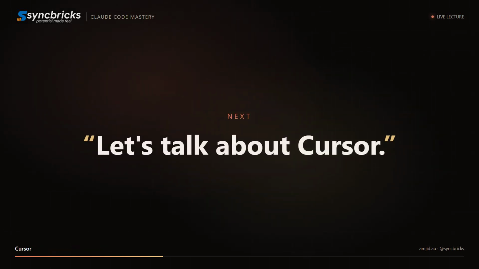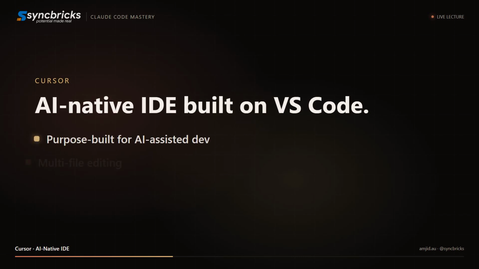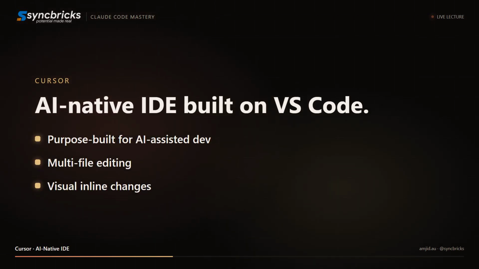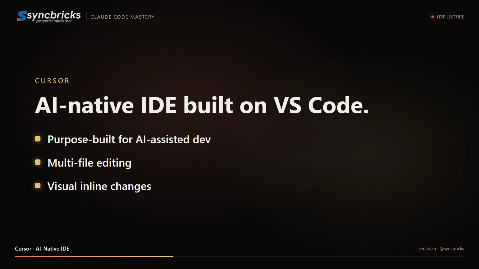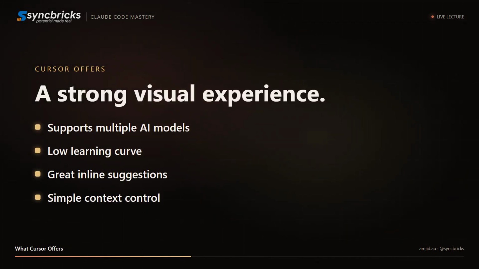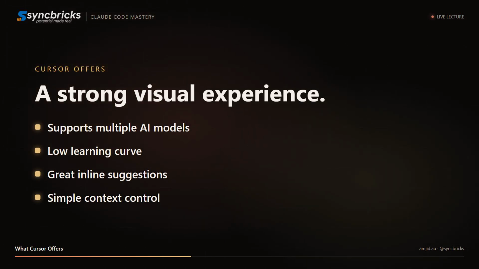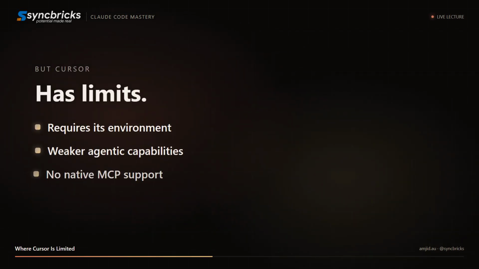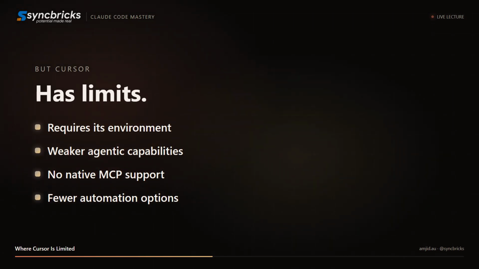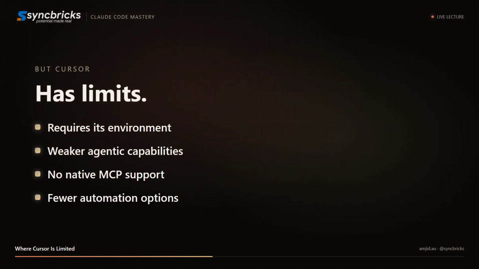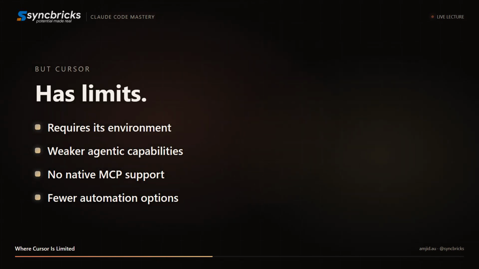Now let us talk about Cursor. Cursor is an AI-native development environment built on top of Visual Studio Code. It is designed specifically for AI-assisted development and includes features such as multi-file editing. Cursor offers a visual interface where you can see changes directly in your editor. It supports multiple AI models and has a relatively low learning curve. It also provides strong inline suggestions and simple context control. However, Cursor requires you to use its specific environment. Its agentic capabilities are more limited compared to Claude Code. It does not have native support for Model Context Protocol and offers fewer automation options.